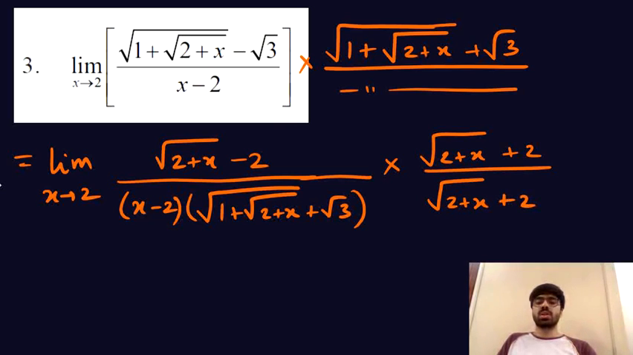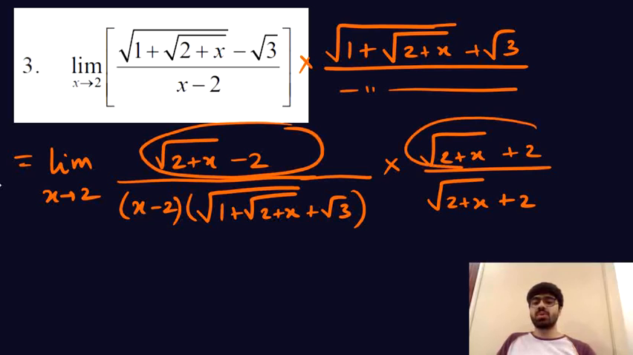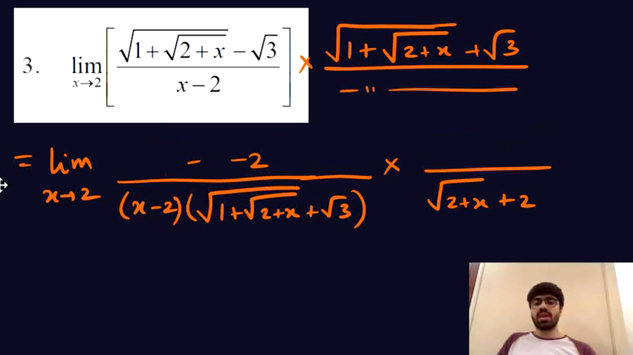So when you do that, the numerator becomes a minus b into a plus b, which is a square minus b square. So that becomes 2 plus x minus the square of 2, which is 4. So we have 2 minus 4 giving us x minus 2 here, and that x minus 2 gets cancelled in the numerator and denominator. Finally, we will put x equal to 2 to evaluate the final answer. 2 plus 2 will give us a root 4 here.